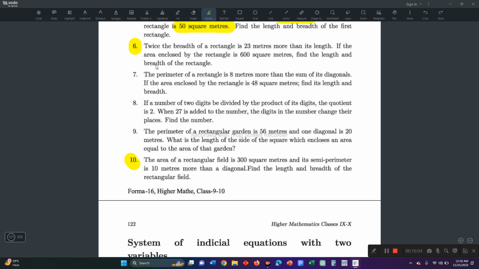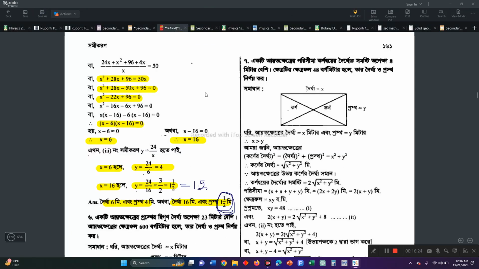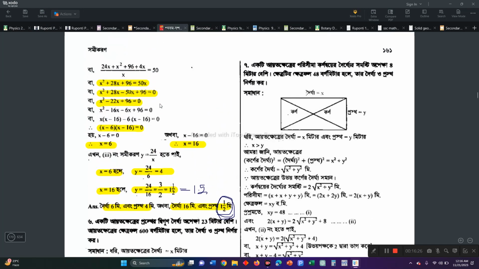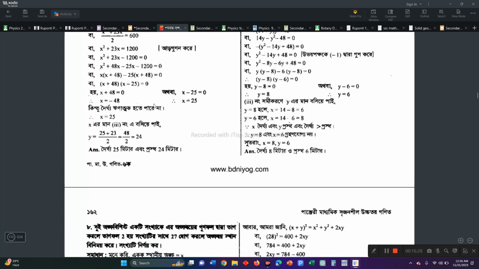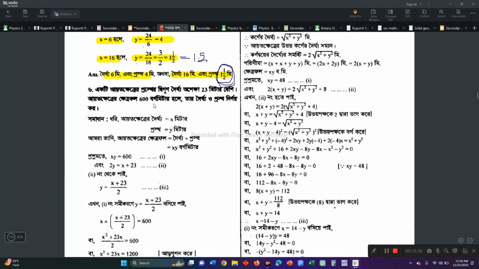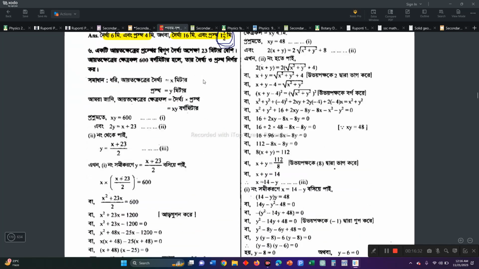This is the first condition. What is the second condition? If the area enclosed by the rectangle is 600 square meter, that means x into y is equal to 600. Find the length and breadth of the rectangle. As there is a term xy, there is a very good possibility that we will get a quadratic equation. So there will be two solutions for x or y, whichever approach we take. This is number 6.